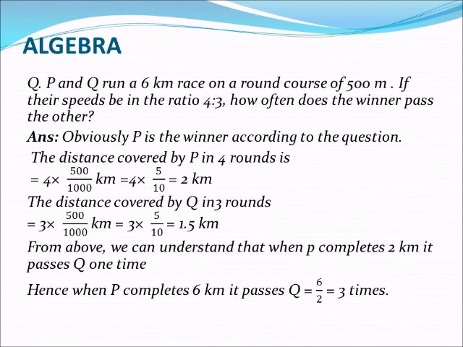That means when P completes 4 rounds, Q can complete 3 rounds only. So from the question it is clearly stated that P is the winner. So we have to find out how many times P passes Q while completing the 6 km running race.